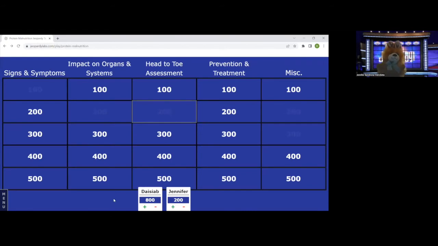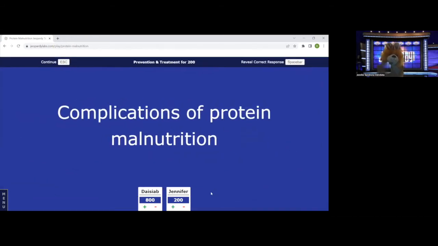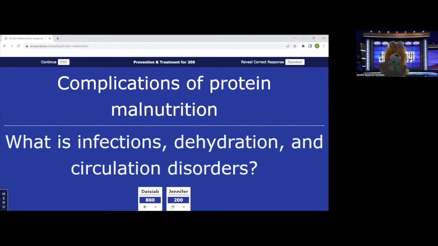Let's do prevention and treatment for 200. Complications of protein malnutrition. What is infection, dehydration, and circulation disorders? Correct.